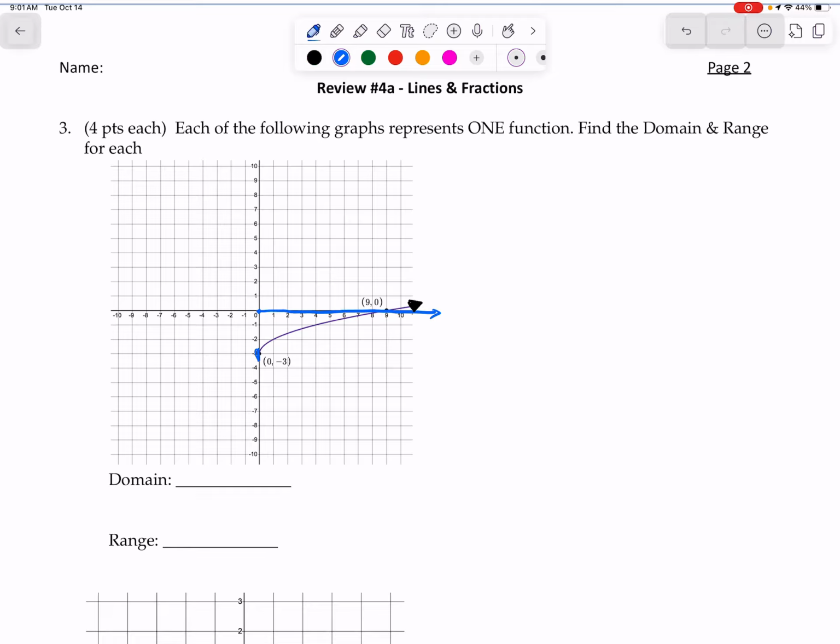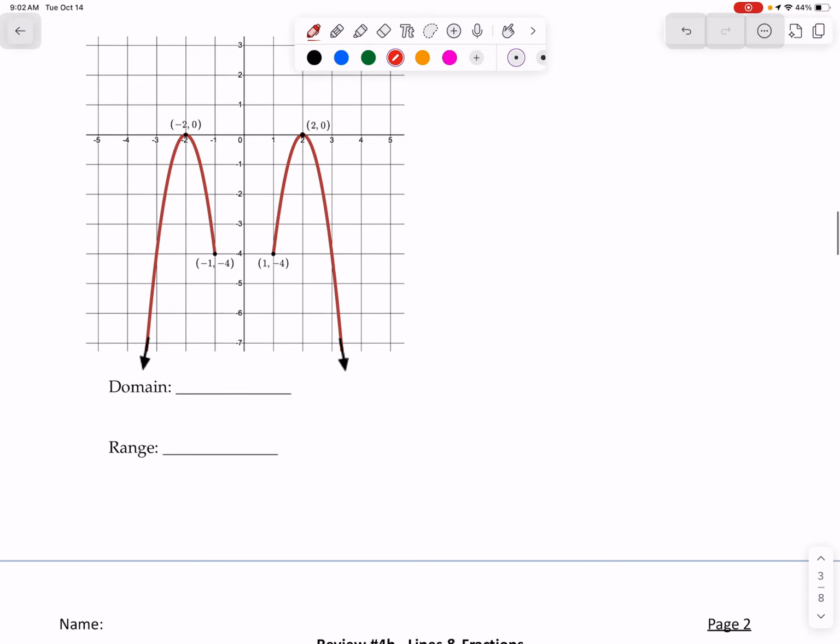So my domain is from 0 to infinity. Nice, 3 zeros. And my range, I will do in red. The lowest y value here is -3, and it'll just keep going up. All of those y values get used. So -3 to infinity. Hopefully that was the easiest problem in the whole quiz.